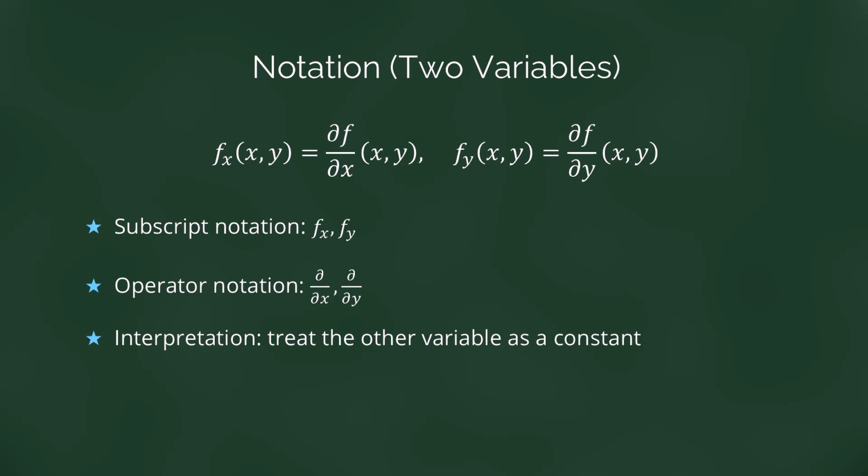We'll use two different notations to denote partial derivatives. We have subscript notation, f sub x and f sub y. We also have operator notation, which uses a curly looking d over d sub x and d over d sub y. In each of these, the variable that's present tells us that the other variable is being held constant.